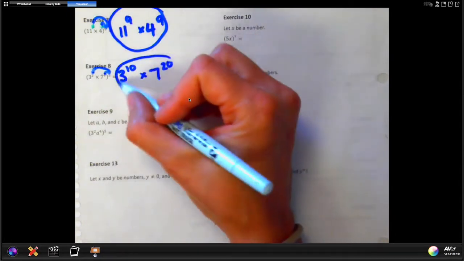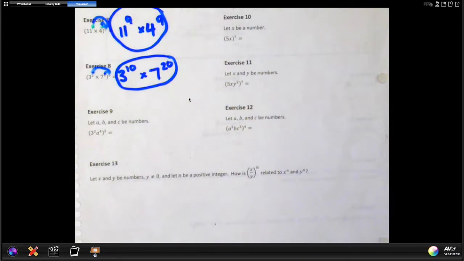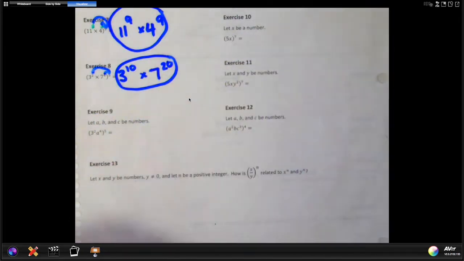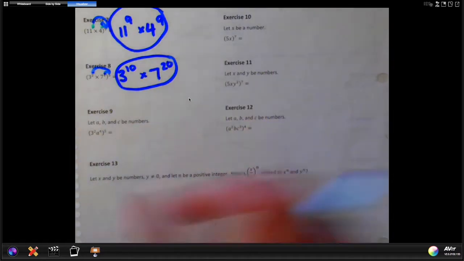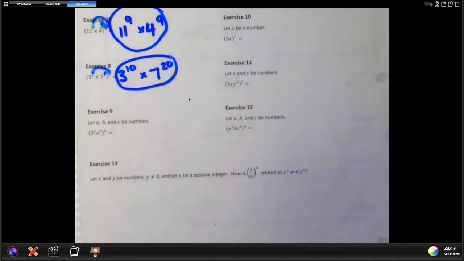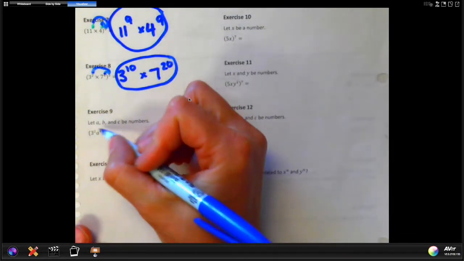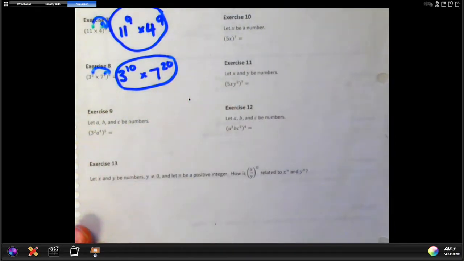And again, there's our answer. Okay, where we start getting a little more confused is when we hit exercise 9. And the reason students get more confused is math people will write things as small as they possibly can. So what's missing in here is there's actually a times sign in there.